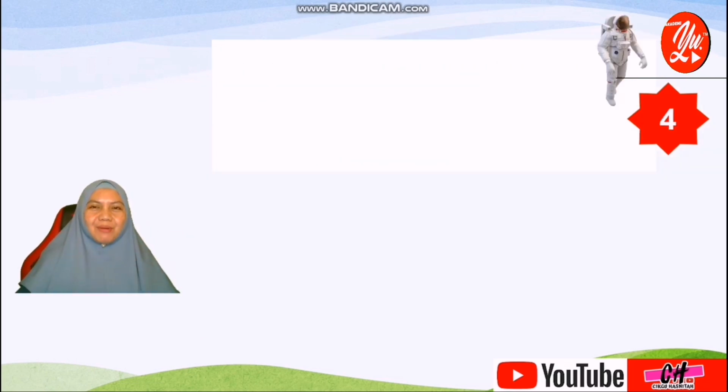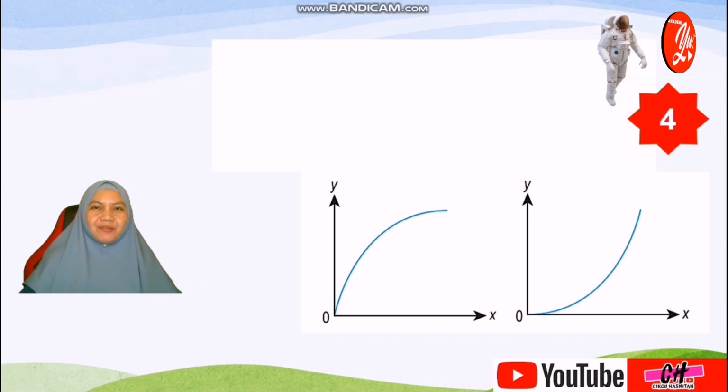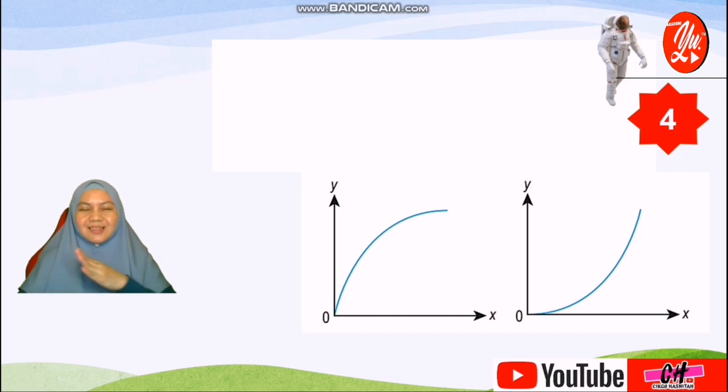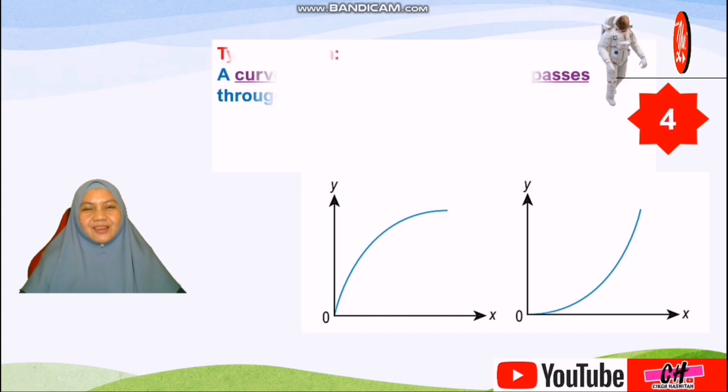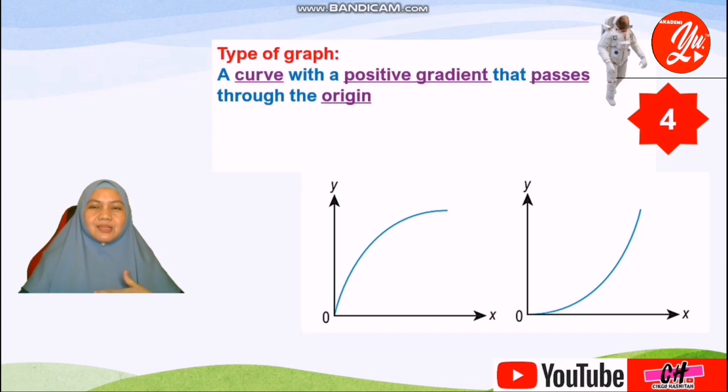Okay, now let's check number 4. This is the type of graph you are given. Again, look at the type of graph. Is it a straight line or a curve? You can see obviously this is a curved line. Then how about the gradient? Both are going up, right? So we say the gradient is positive. Then does it pass through the origin? Of course, it passes through the origin. So what can you say about the type of this graph? Very good. It is a curve with a positive gradient that passes through the origin.